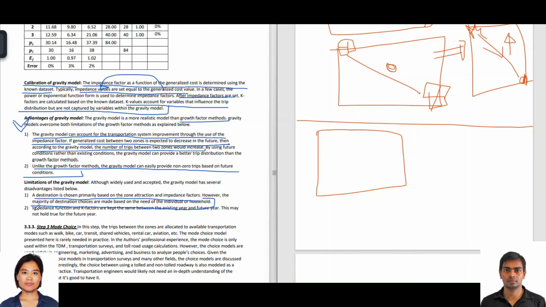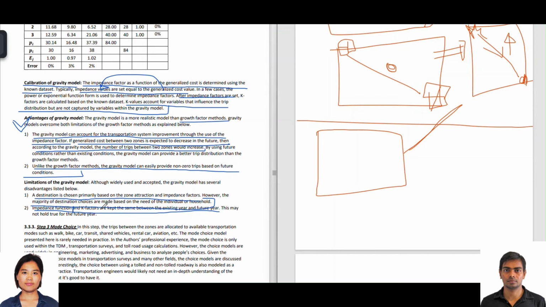The second limitation is that impedance factor and K factor are kept the same between existing and future year, which may not hold true. Here I mean the impedance function itself, not the number. So let's say the impedance function is using a linear line, the impedance function may change in future. Let's say the toll cost is $3 per mile, it might increase or decrease in future. So impedance factors are kept the same between the existing and future years. That may not hold true.